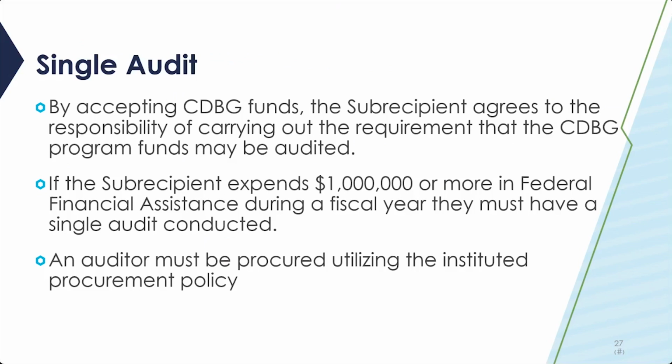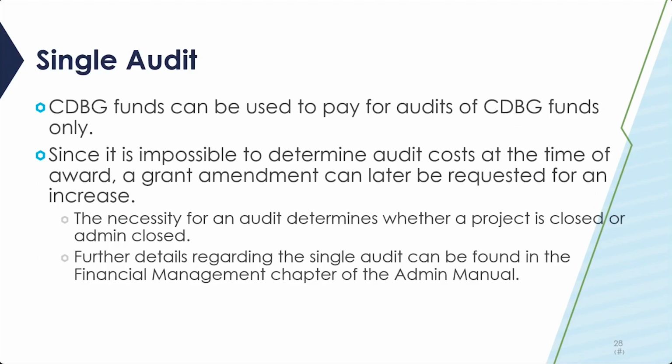An auditor must be procured utilizing the instituted procurement policy. CDBG funds can be used to pay for audits of CDBG funds only, since it's impossible to determine audit costs at the time of award. A grant amendment can later be requested for an increase in funds. The necessity for an audit determines whether a project is closed or at a close, as we discussed. Further details regarding the single audit can be found in the financial management chapter of the admin manual.